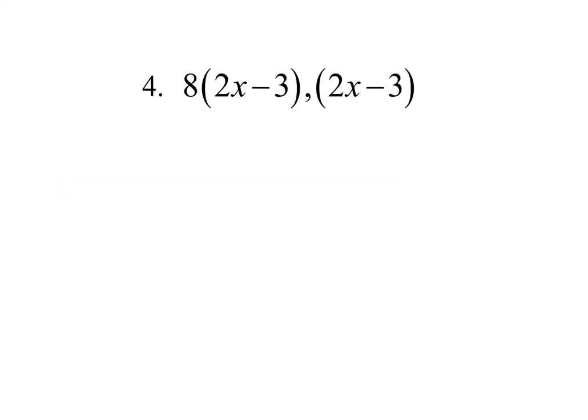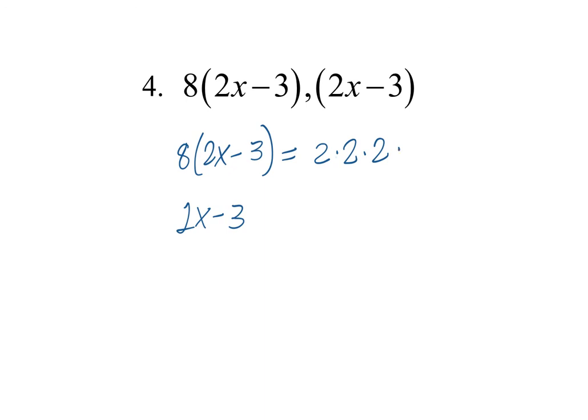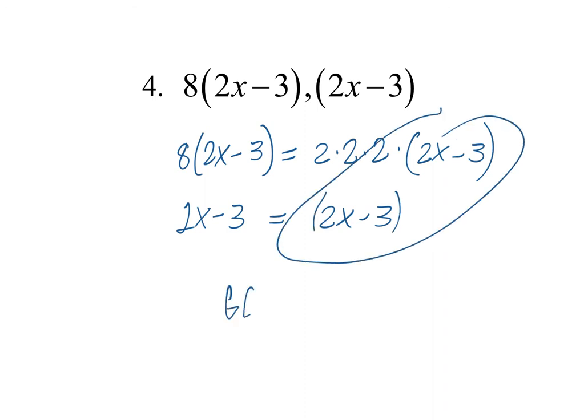This one looks a little different, but it's fun. It's two different terms. We have 8 times 2x minus 3, and then we have 2x minus 3. Now 8 times 2x minus 3, really that's already factored out for us, but I guess you could rewrite the 8 as 2 times 2 times 2, and then times 2x minus 3. And then 2x minus 3 for our other term was already completely factored. So it looks like the only thing they have in common are these factors of 2x minus 3.